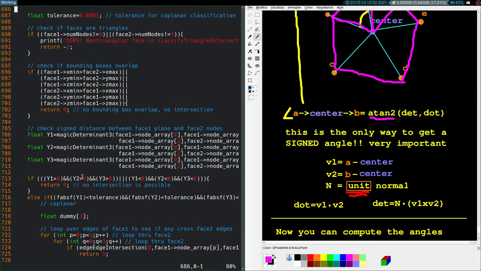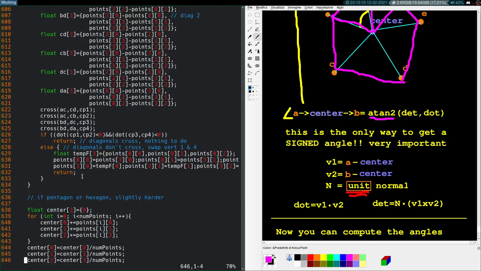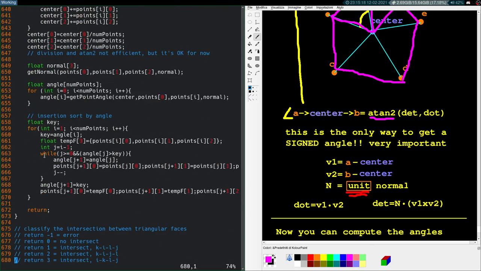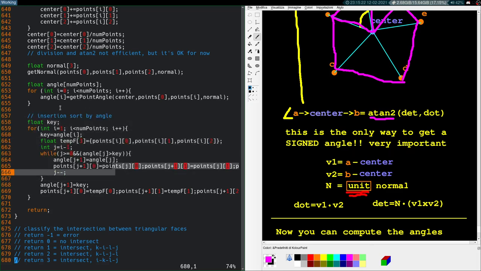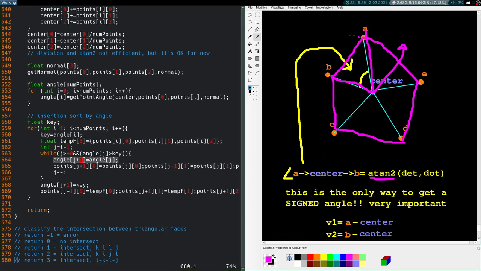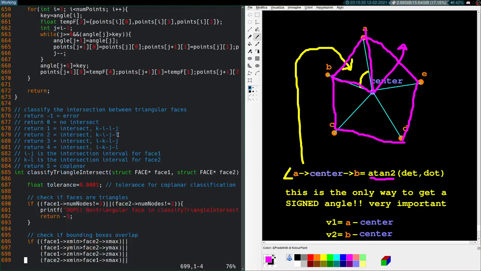Now, once we calculate that angle, we basically do an insertion sort by that angle, and we use the insertion sort algorithm to rearrange not just the angle list, but also the point list in ascending order, as I mentioned. You can look up an insertion sort. I'm not going to talk about that. It's not in the scope of this discussion.